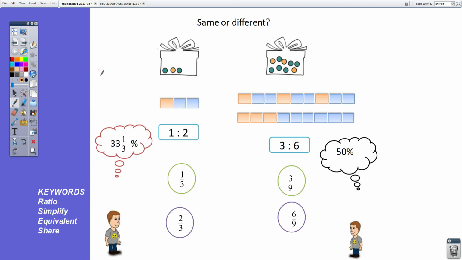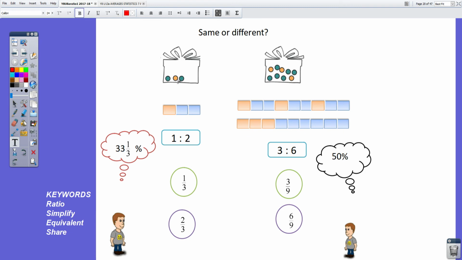Right, so looking here, the same or different? Let's have a look down here and see exactly what we've got. We've got 1 orange, 2 blue, 1 orange, 2 blue, 1 orange, 2 blue. 1/3: this is 1 out of 3 pieces, the same. This is 2 out of 3 pieces, the same. So all these can be used to represent the number of different colour beads in this particular box. 33 1/3% is just another way of writing 1/3.